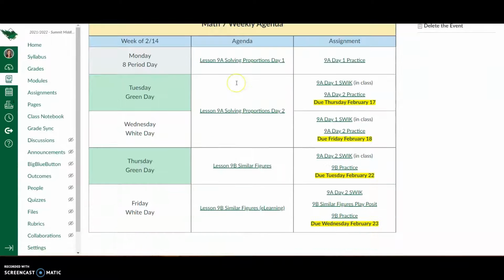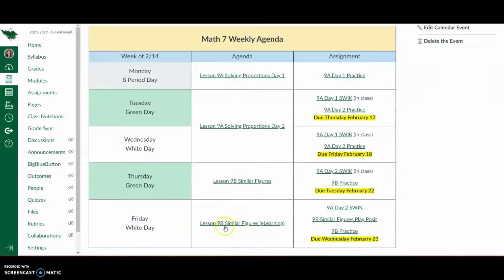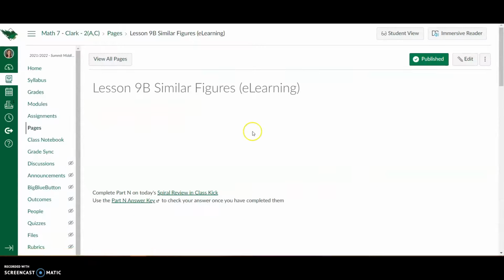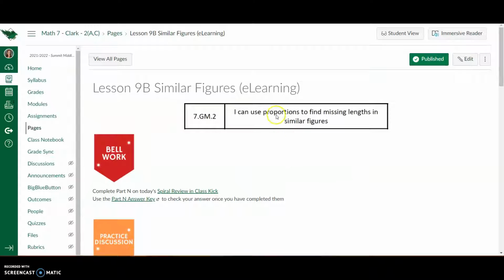So if you go to your agenda, scroll down to Friday and click on this link right here that says Lesson 9B Similar Figures e-learning. Once you click on that, your learning target is up at the top. So today we're going to use proportions to find missing lengths in similar figures. We're going to learn about similar figures.